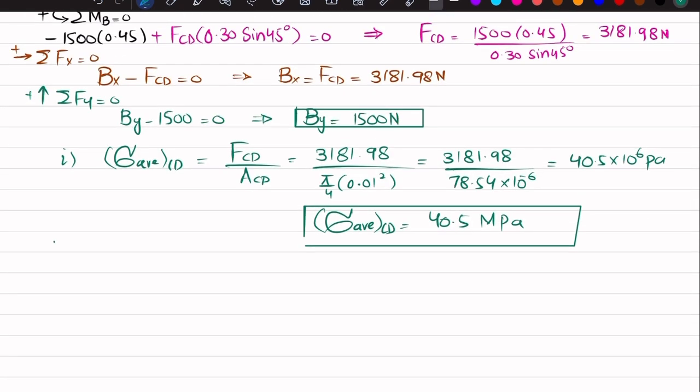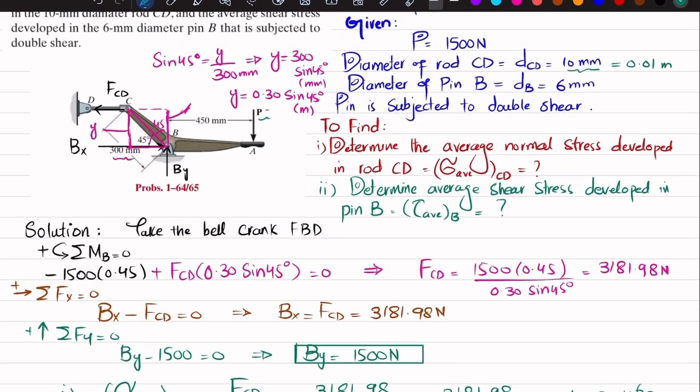Now we'll move towards second part, and in second part we have been asked to find the average shear stress in pin B. Okay, you can see here that this is By and this is Bx. So if you draw it by using head to tail rule, clear? So there will be a resultant force which will be B, and that will act on this pin B. Clear? So how we can find this? Because you can see one is vertical component By. Let me draw it. This is the B, this is By, and this is Bx.